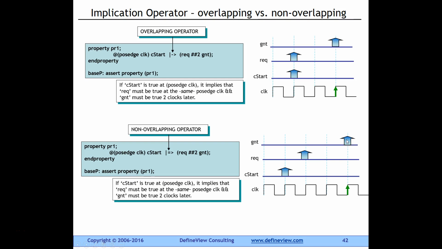And the word sample is important. I won't use the word detect, I use sample, because you will see what sampling means at the sampling edge in the preponed region. We haven't covered that yet. So just keep that in your back pocket. So that's the difference. Overlapping is where the consequent starts at the same clock edge, while non-overlapping is where the consequent starts at the next clock edge.